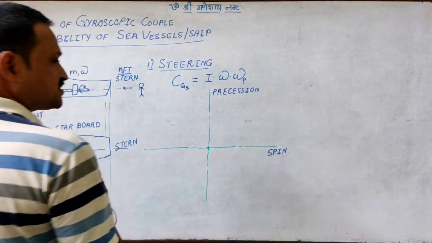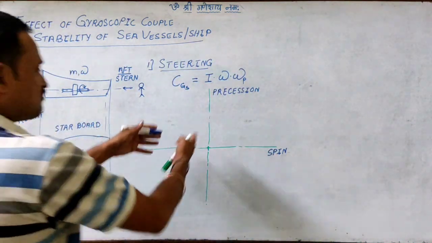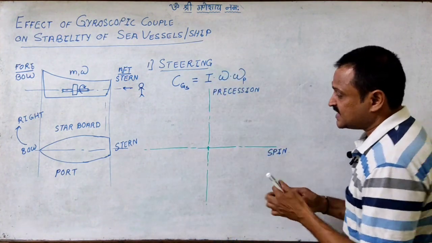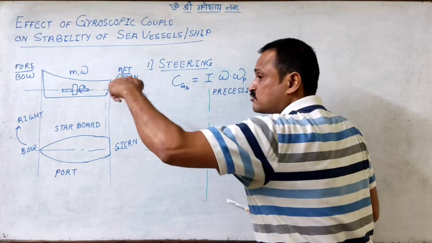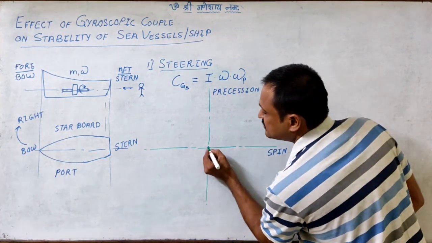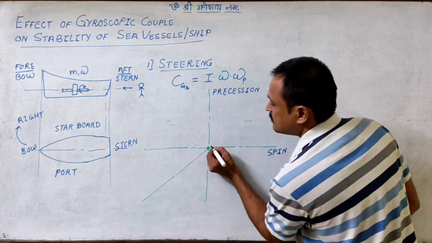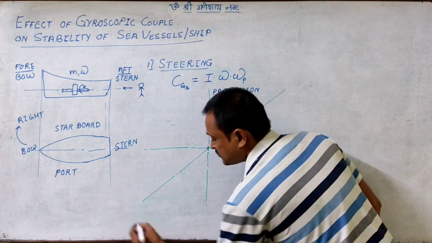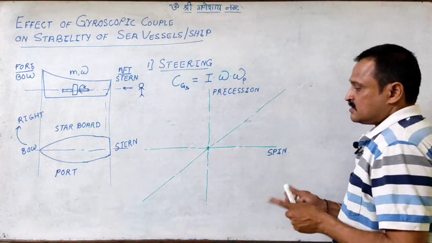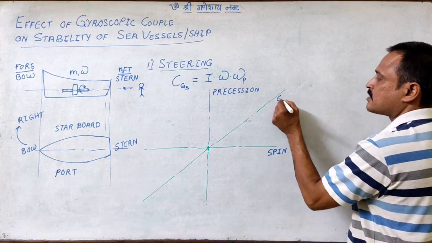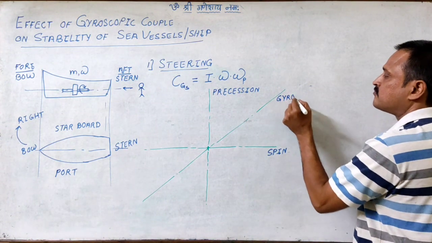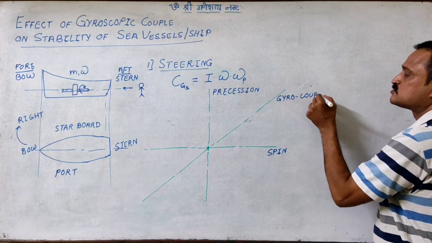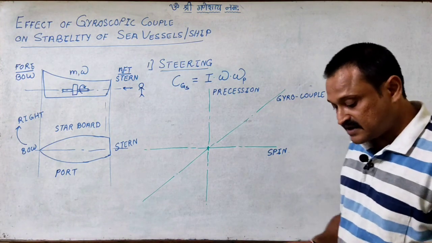That means as an observer, my position should be somewhere here. The z-axis, which is perpendicular to the board right now, will be the axis of gyrocouple. So this is the axis of gyrocouple. Whether it is active or reactive, we will see.